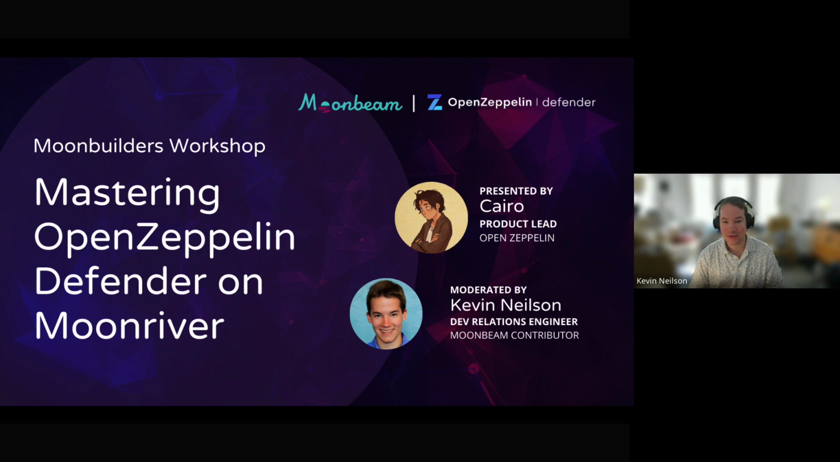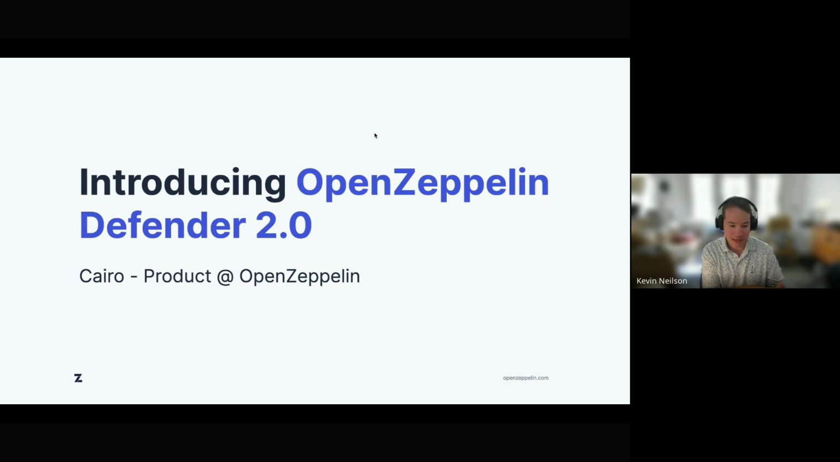And we are thrilled to have an amazing guest join us here today. Cairo works on product at OpenZeppelin. And OpenZeppelin has been around. I'm sure you've heard of them. They've been a previous guest on Moonbuilder's workshop series before, demoing Defender and demoing other different products that they have as part of their large product suite. Cairo specifically focuses on Defender and contracts, so we'll be taking a look at both of those today.